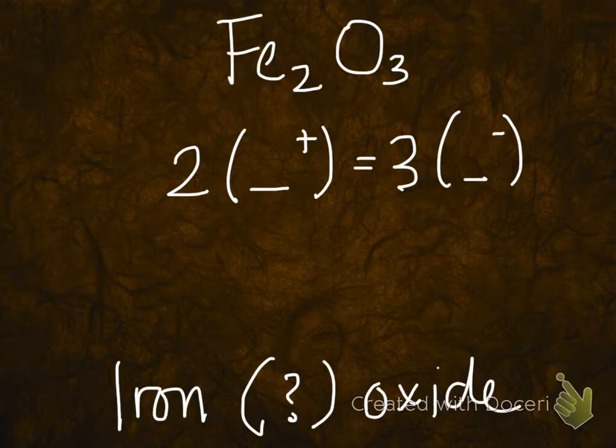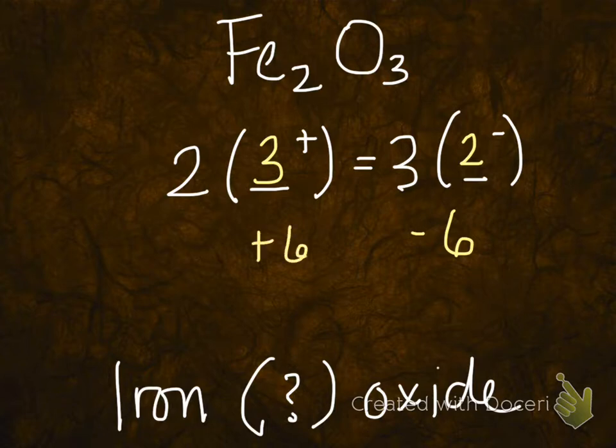I know that I have 2 of my irons, so 2 times some charge equals 3 times some other charge. Well, here's the nice bit. I know that oxygen generally forms a 2-minus. So this equals -6, and now it's pretty clear to see that this has to be 3. Yep, +6 equals +3. We're all balanced out. So what is this? Well, it's iron(III) oxide.